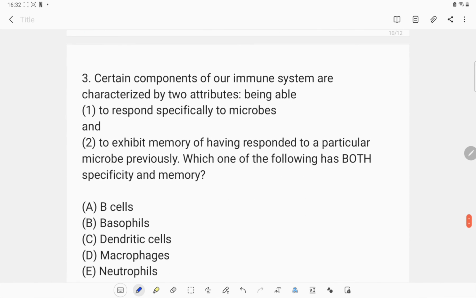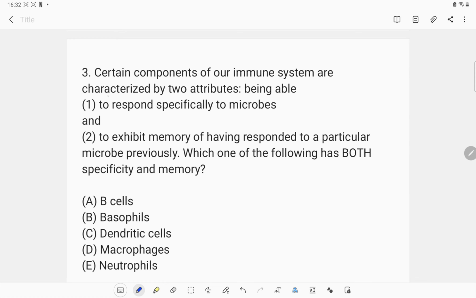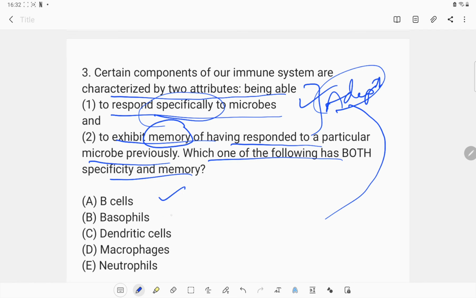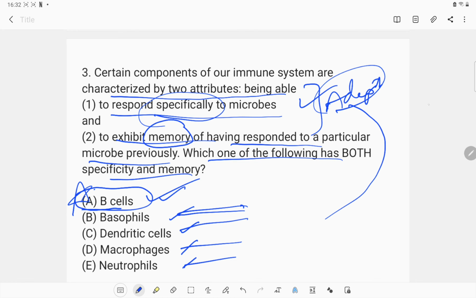Third question now. Certain components of our immune system are characterized by two attributes: being able to respond specifically to microbes and exhibit memory of having responded to a particular microbe previously. Which one of the following has both? See, it is specific and it exhibits memory. So it should come under adaptive immunity. So adaptive immunity is done by which cell? B cell, basophil, dendritic cell, macrophages, neutrophils. These all come under innate immunity: macrophages, neutrophils, dendritic cells, basophils, myeloid series cells. So the answer which creates memory is B cell through antibodies and all. And it is very specific. So the answer is B cell.